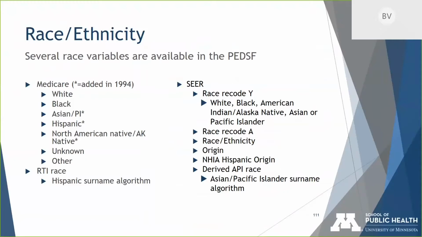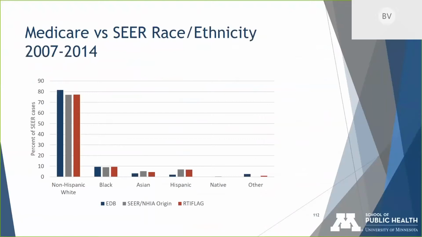There are also SEER variables. These are reported by the registries, and there are a few of these. There's a race recode Y, race recode A, race and ethnicity, but then they also have separate origin and Hispanic origin variables. So they do separate ethnicity from race. You can use the two variables in conjunction to create your race codes for your cohort. I just wanted to show you how they differ.